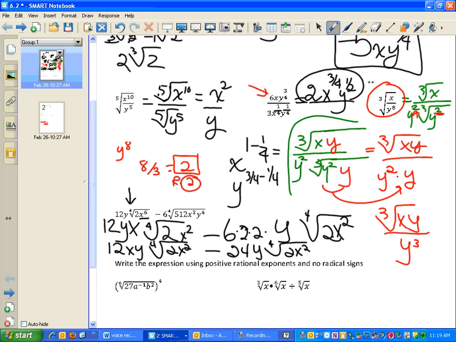Is that better? So if I have the 4th root of y to the 17, 17 divided by 4 is 4. 4 on the outside, 1 on the inside. 4th, and then the 4th root of y.